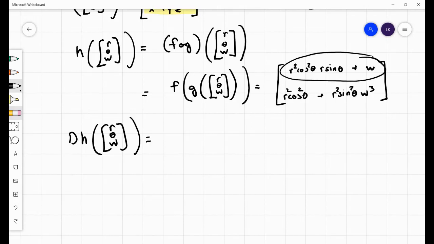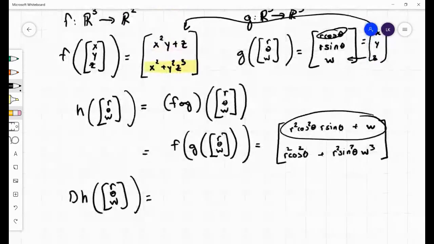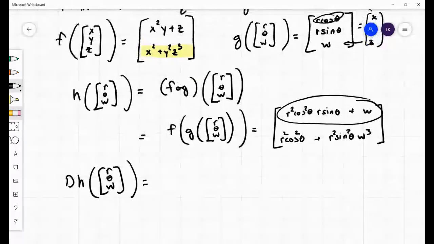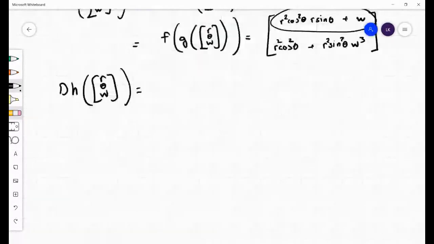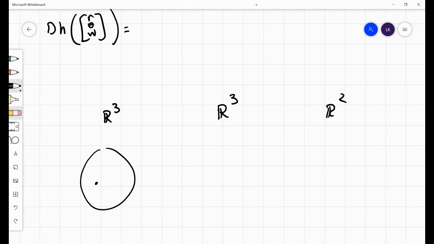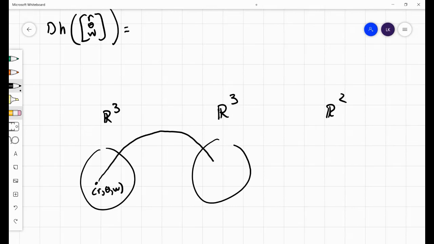And so we would differentiate the first component. Just to know, what's the size of that matrix, by the way? The derivative of h. I'm going to diagram this out. So here's R3, here's R3, here's R2. What g does is take a point in R3 with coordinates r, theta, w, and map it into another point in R3 with coordinates x, y, z.